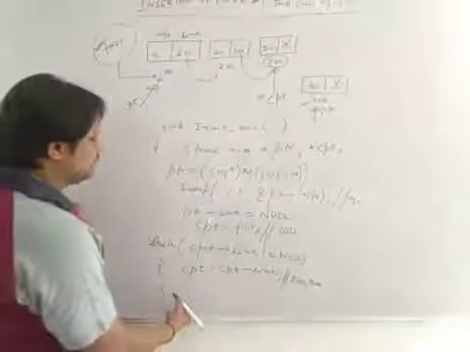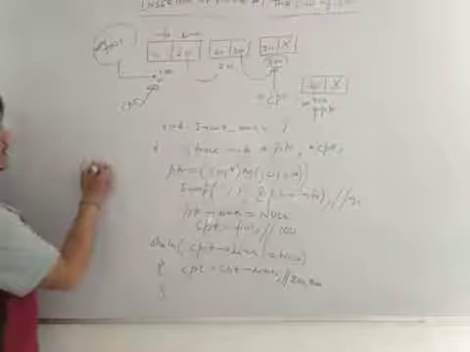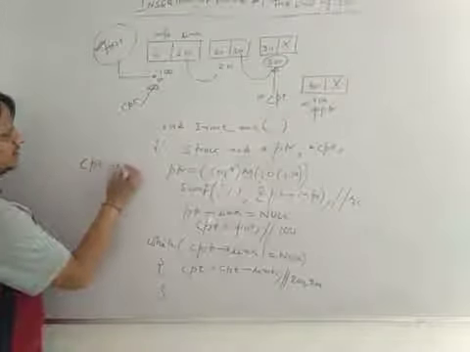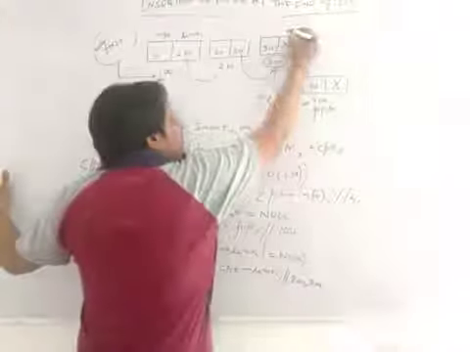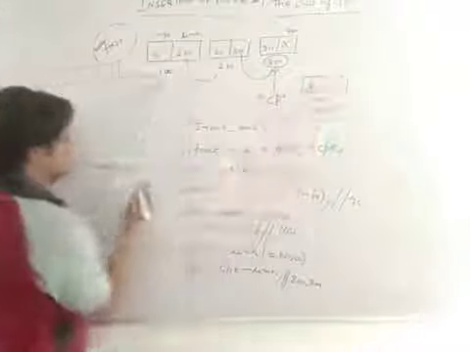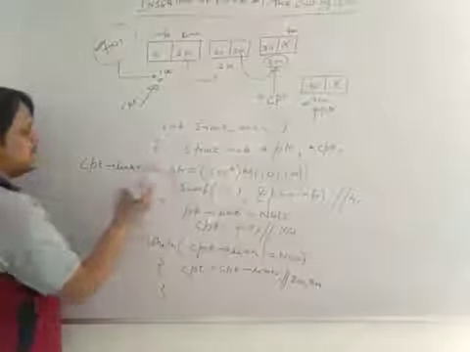So how are you going to change it? You will simply write after this, CPT arrow link, and this value you have to change with 400. And what is your 400? 400 is nothing but your PTR. That's it.